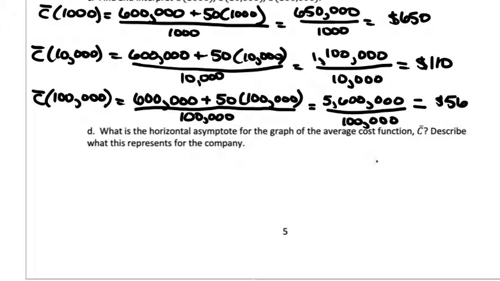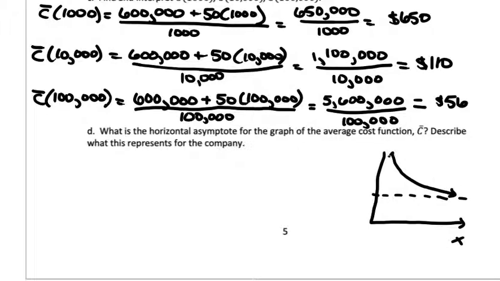Describe what this represents for the company. So in the graph, if I can try and sketch it out here, basically it's going to look like this. So my number of products is x. As x gets larger, average cost per product decreases. However, it's not going to go below a certain value. And what is that value? Well, you might be able to guess it from here, but that value is going to be this $50 per product.